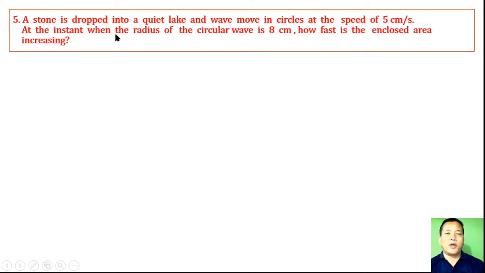At the instant when the radius of the circular wave is 8 cm, how fast is the enclosed area increasing?